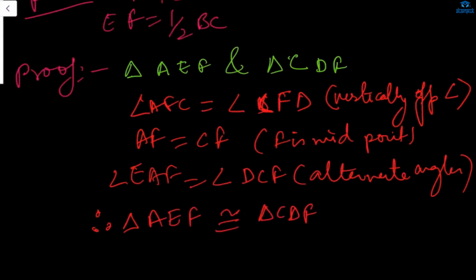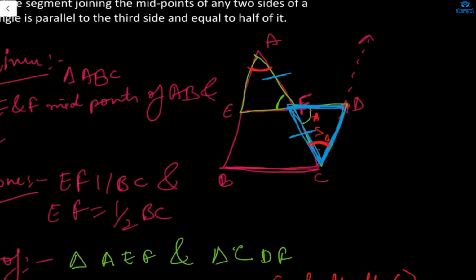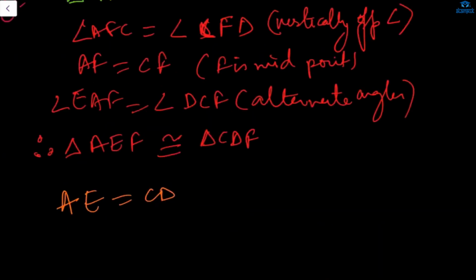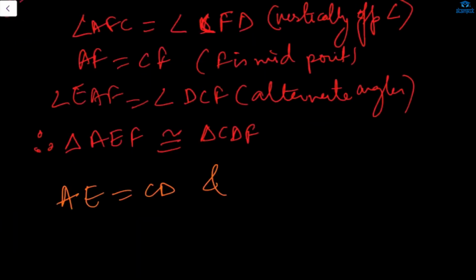Now, why have we proved these two triangles congruent? What is our motive to prove this? As we have proved that these two triangles are congruent, we can say that CD is equal to AE from CPCT, and EF is equal to FD from CPCT.